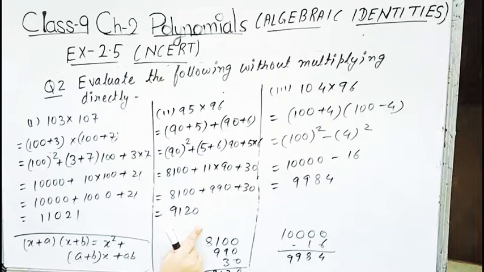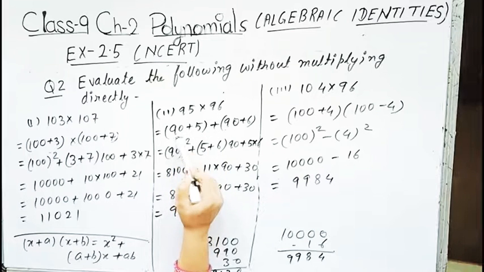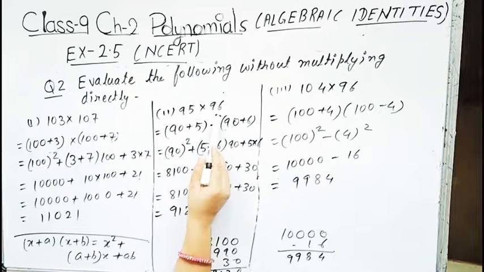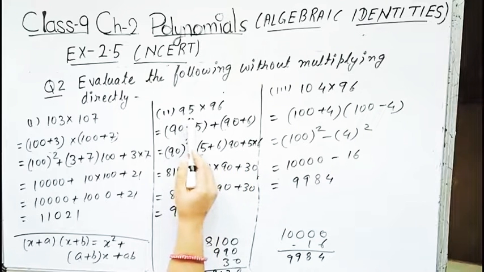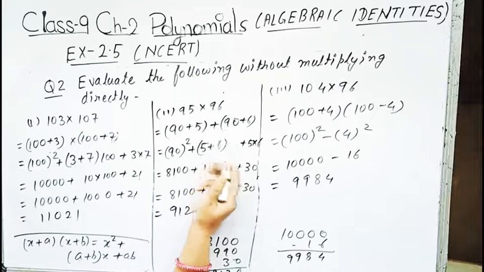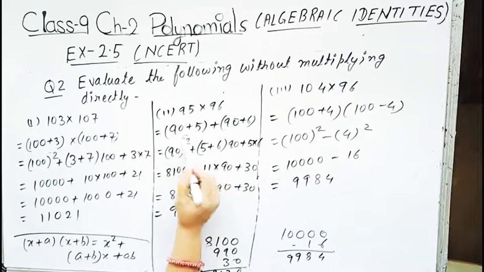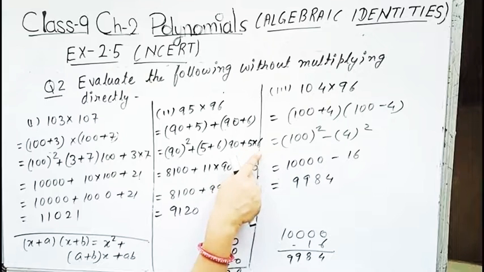Subpart number 2 is 95 into 96. Now 95 again I can write as 90 plus 5, and 96 I can write as 90 plus 6. This I can also write as 100 minus 5 and 100 minus 4 as well. So I have written it in the form of 90; you can write it in 100 form. Over here again I have used the same identity, 90 square plus (a plus b) into x, so 5 plus 6 into 90 plus 5 into 6.